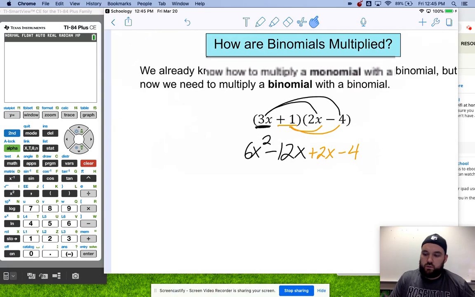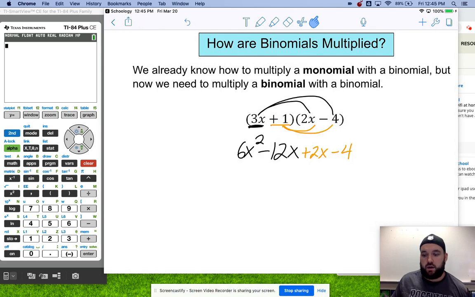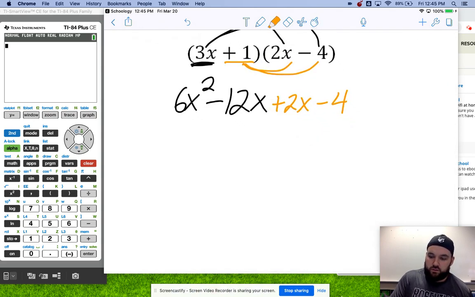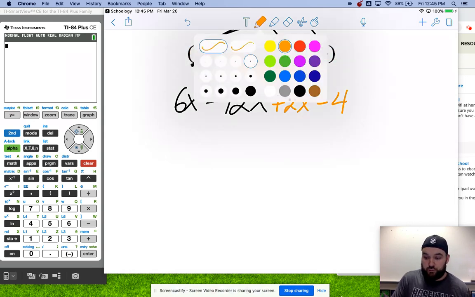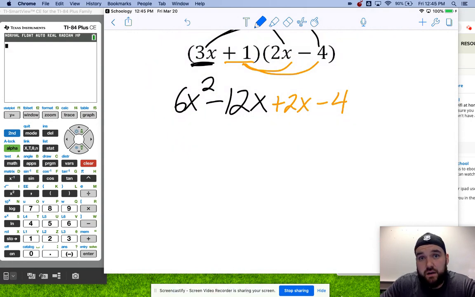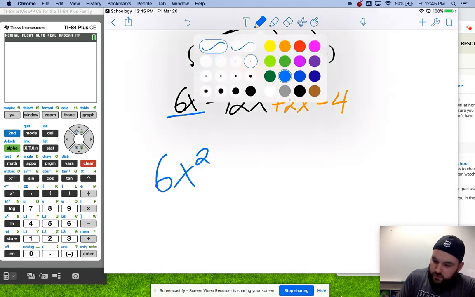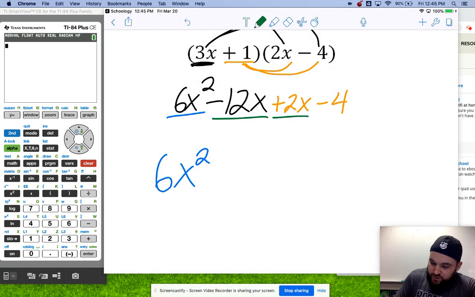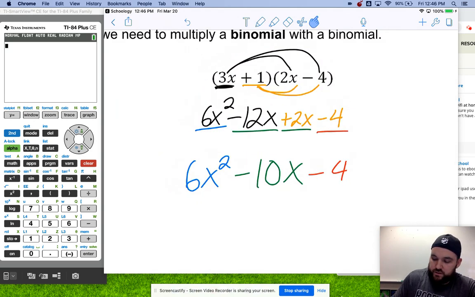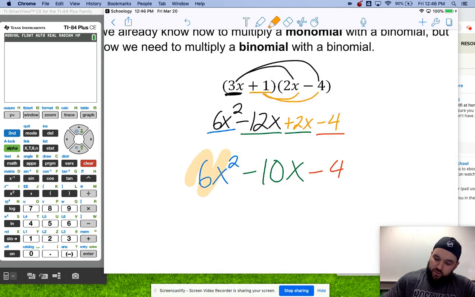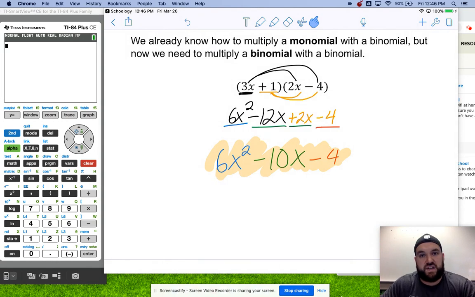Now, here's where we get to do a little bit more work than we did prior. And if you think about 2 terms times 2 terms, well, 2 times 2 is 4. And so sure enough, I have 4 terms here. But can I combine any of the 4 terms together? 6x to the second, that's the only x squared I see. Minus 12x and plus 2x is going to be minus 10x. And then finally, to wrap this up, minus 4 is all by itself. So minus 4 just comes down. And so this right here is my final simplified expression.